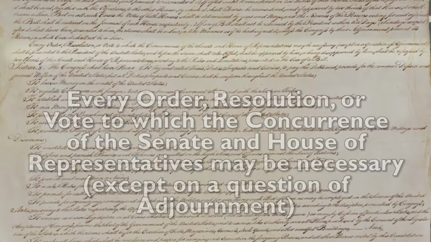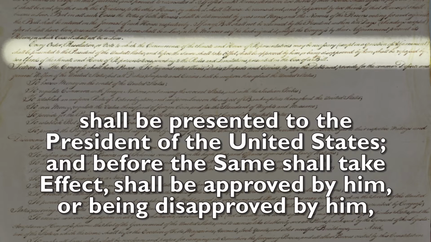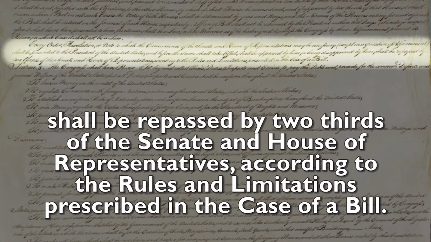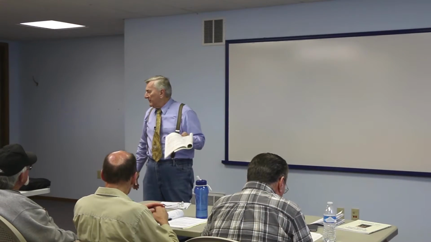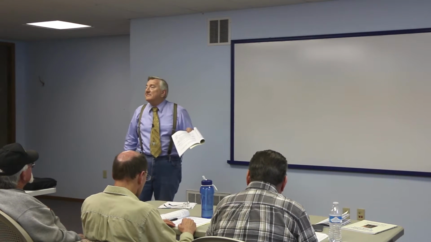Yes, all right, Sue. Every order, resolution, or vote to which the concurrence of the Senate and House of Representatives may be necessary, except on a question of adjournment, shall be presented to the President of the United States, and before the same shall take effect, shall be approved by him, or being disapproved by him, shall be repassed by 2/3 of the Senate and House of Representatives according to the rules and limitations prescribed in the case of a bill. Good. So why do you think they wrote this? So that they couldn't call it another name and run an end play around the president. Good.